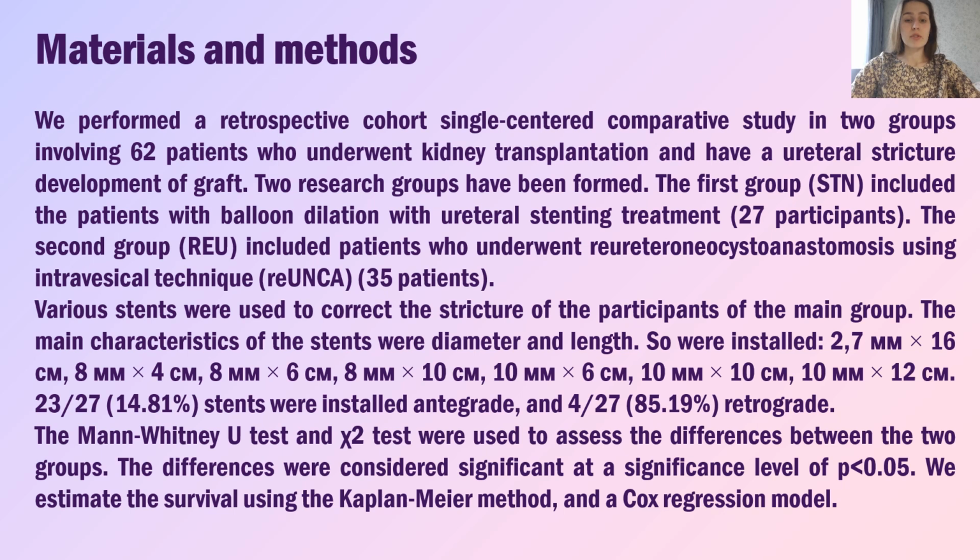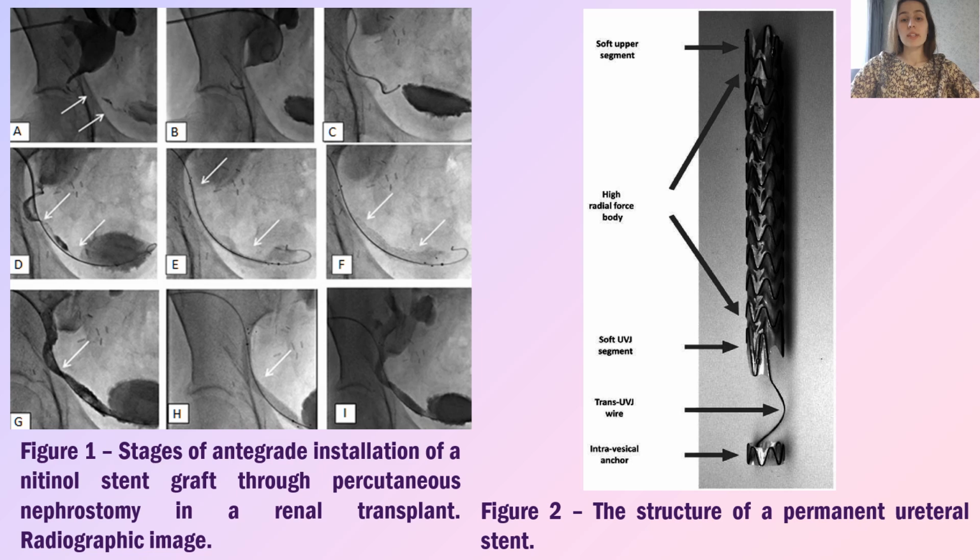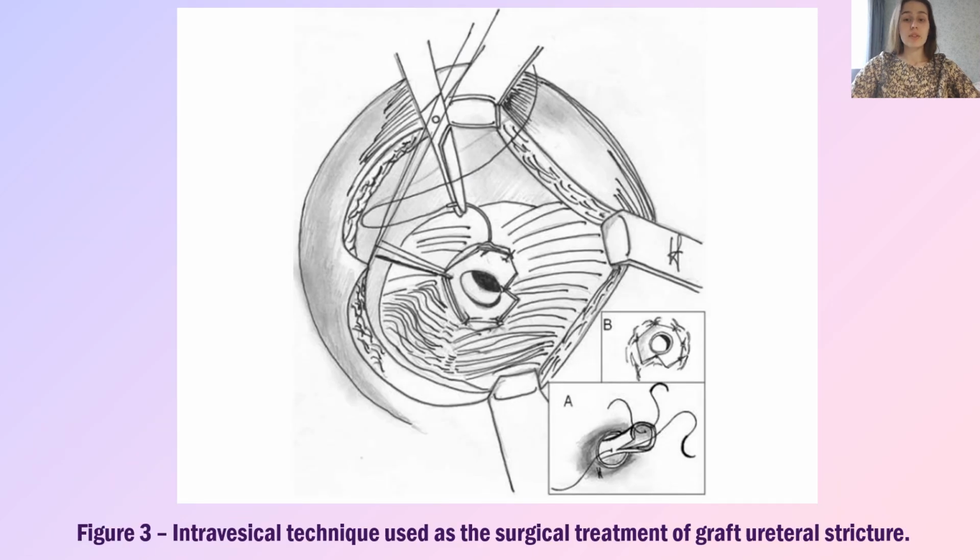Various stents were used to correct the stricture in the patients of the main group. The main characteristics of the stents were diameter and length. On this slide, you can see the stages of installation of a nitinol stent graft through percutaneous nephrostomy in a renal transplant, and the structure of a permanent ureteral stent. It is shown the intravesical technique used as the surgical treatment of graft ureteral stricture.